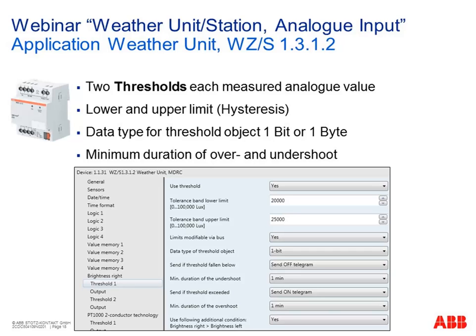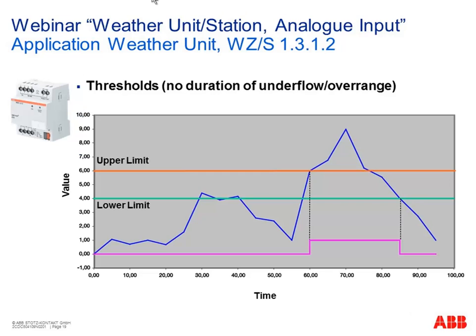And on the next slides you can see how it works in principle. The threshold principle with upper and lower limit. So the prerequisite is that you overshoot the upper limit, and then an on or off telegram will be sent depending on your parameterization. So we have no duration for underflow and overrange here, overshooting. Direct action if you reach the limit, but you have to undershoot the lower limit, otherwise nothing will happen.